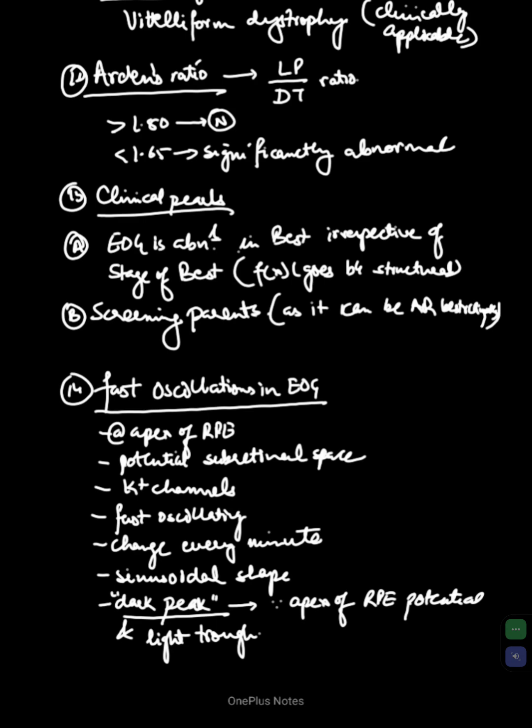And in the dark, rather than a light peak, we get a dark peak, because of the apex of the RPE potential, and light trough. We get this dark peak from the apex of the RPE potential. And what else we get in this fast oscillation EOG is the light trough.